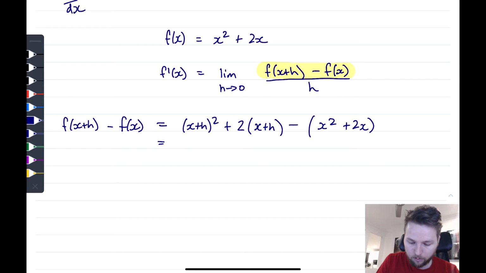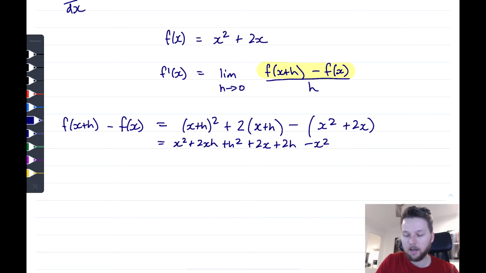We're going to have x squared plus 2xh plus h squared plus 2x plus 2h minus x squared minus 2x. That's not a plus 2x there. Alright, now we can take a step back. It's a long expression, but we can cancel out some of these terms.